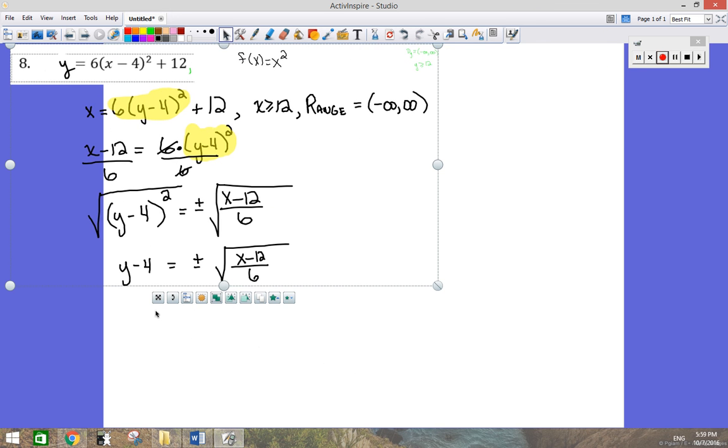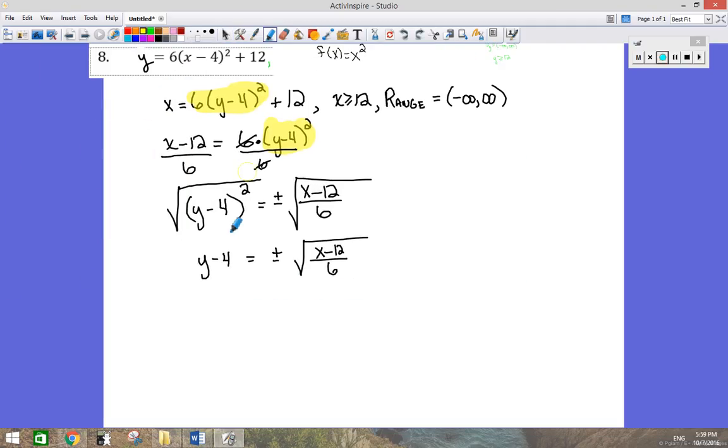On the left-hand side, I have two terms, and the term of interest is that variable y, so I need to get rid of the other term by adding 4 to each side of the equation. So I have y is equal to 4 plus or minus the square root of x minus 12 over 6. Now remember, I knew that this x greater than or equal to 12 and a range of all real numbers was coming along in each step. I just didn't write comma and copy it down again. But right here I will, because this is going to be my final answer.